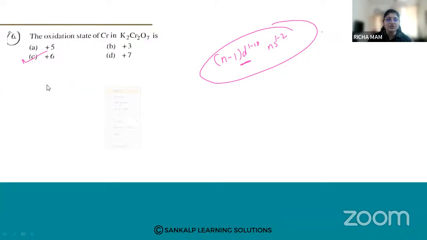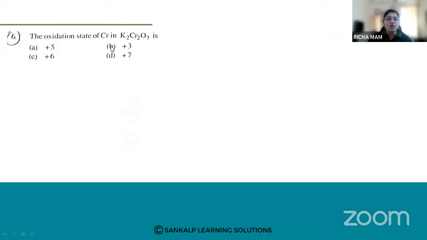Let us go for the next one. The oxidation state of chromium in K2Cr2O7 is, what is the oxidation state of chromium? Can anyone tell me? A, plus 5; B, plus 3; C, plus 6; and D, plus 7.